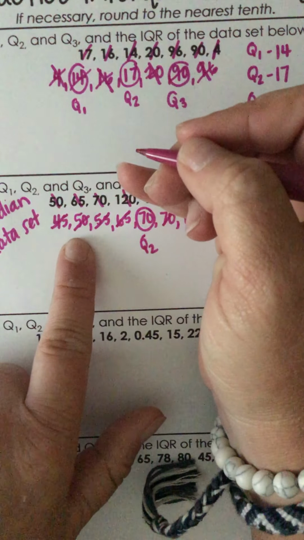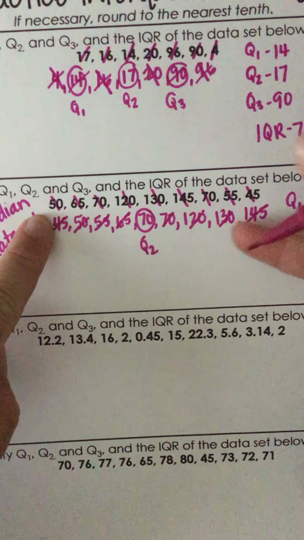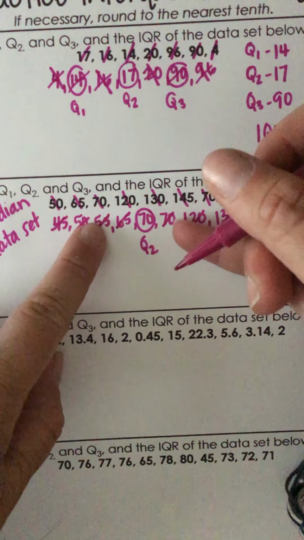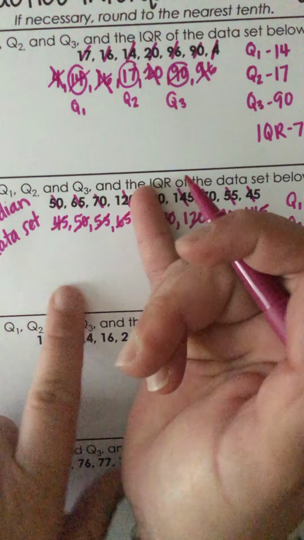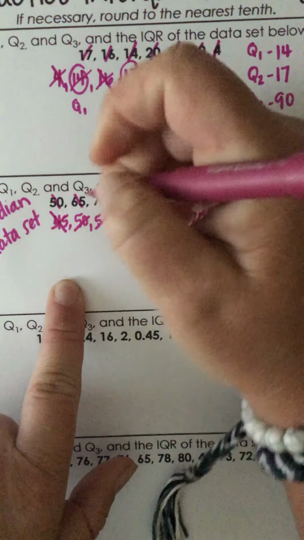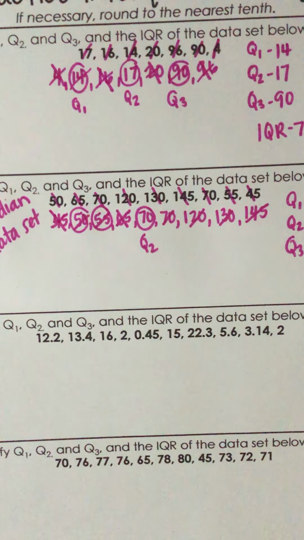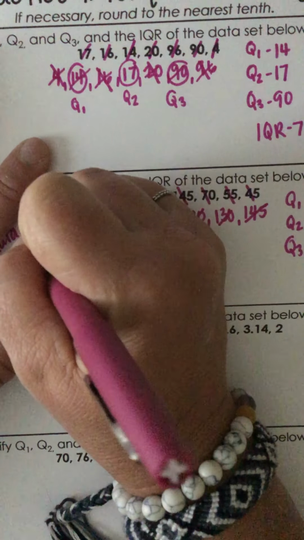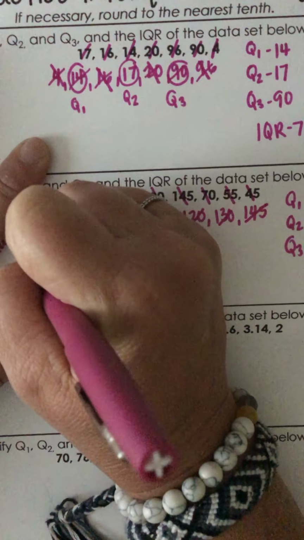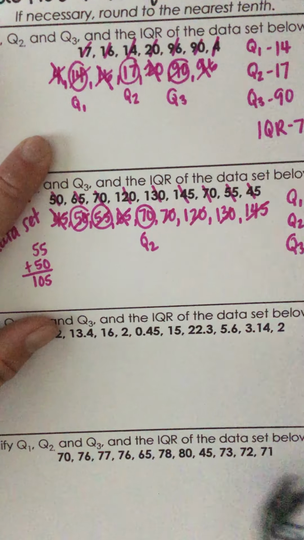Then I'm going to find the median of my lower half. Make sure I did this right. Yeah, okay, I'm going to find the median of my lower half, not including 70. Okay, so now I'm left with two numbers. And when you're left with two numbers and you're trying to find the median, you need to add them up. So I'm going to do 55 plus 50, and then you're going to divide that by 2.